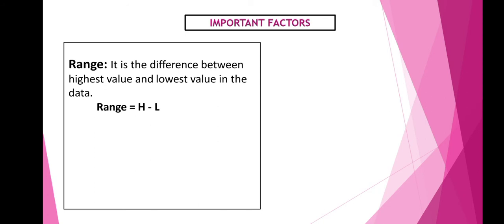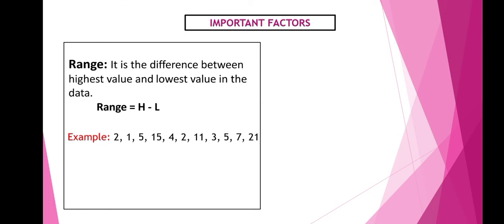Now let us study some important factors for the formation of continuous frequency distribution. The first term is range. It is the difference between the highest value and the lowest value in the data. To calculate range, we have the formula: range is equal to H minus L, where H is the highest value and L is the lowest value.